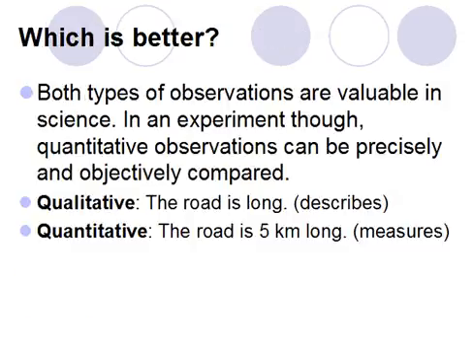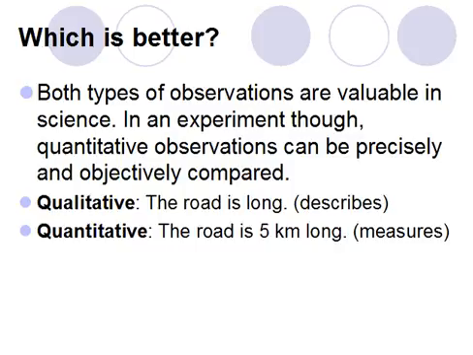Both types of observations are valuable in science. In an experiment, though, quantitative observations can be precisely and objectively compared. Qualitative observation, the road is long. It describes the road being long. Quantitative, however, tells us that the road is 5 kilometers long. It's measuring the length of the road.